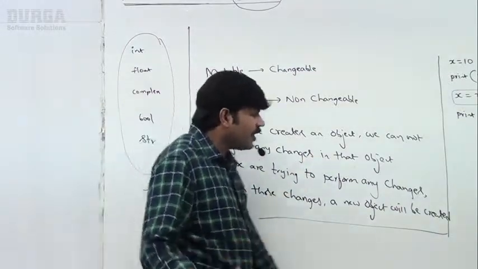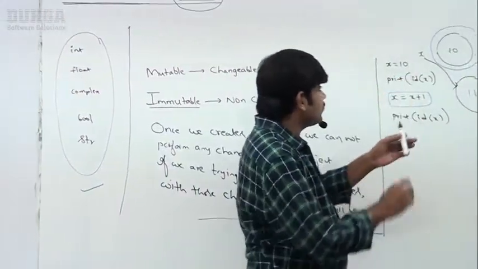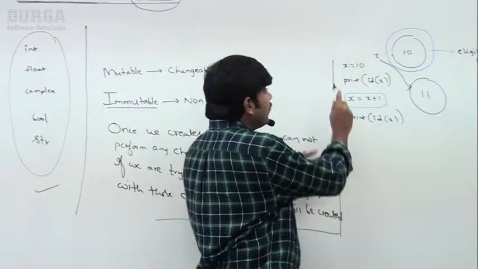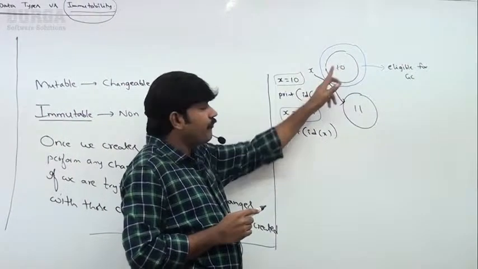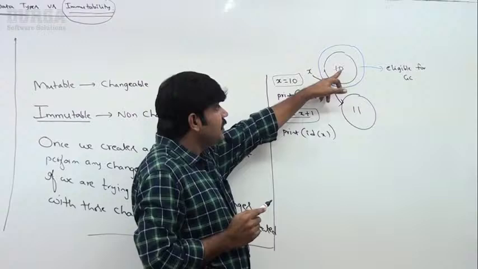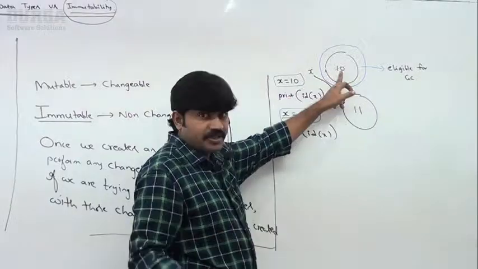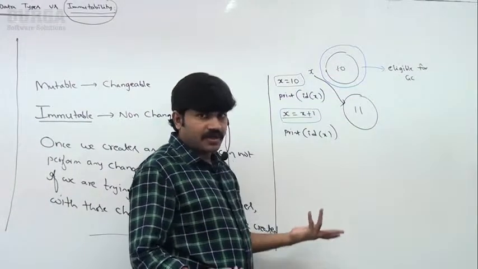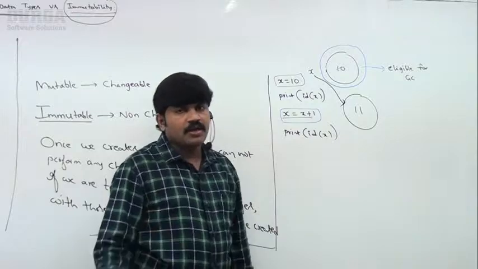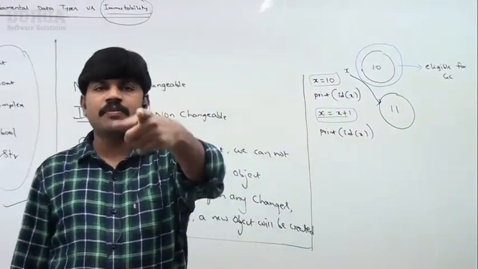Now it's very clear. I created an object, x is 10. Whenever I try to perform some change in the existing object, the change won't happen; compulsorily a new object gets created. That's the practical proof. Clear for all? Now, is an int object immutable or mutable?